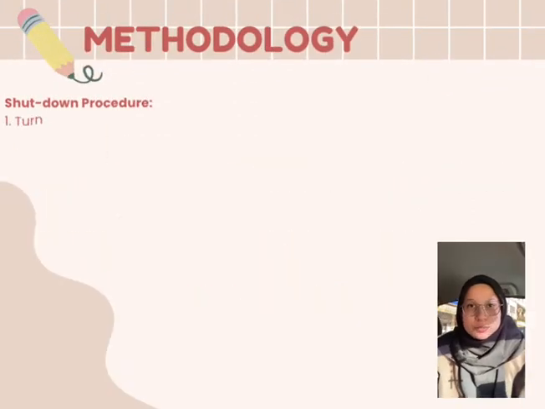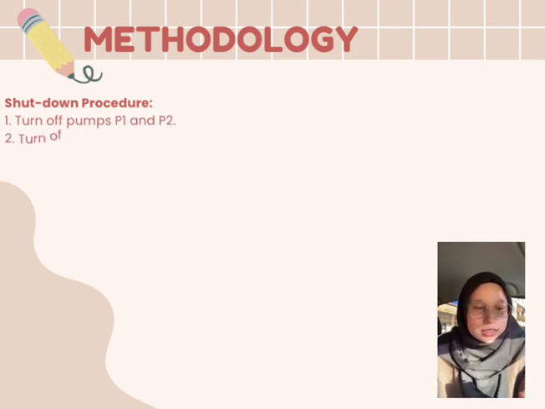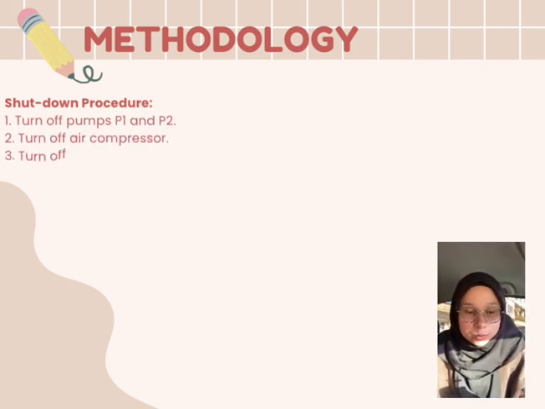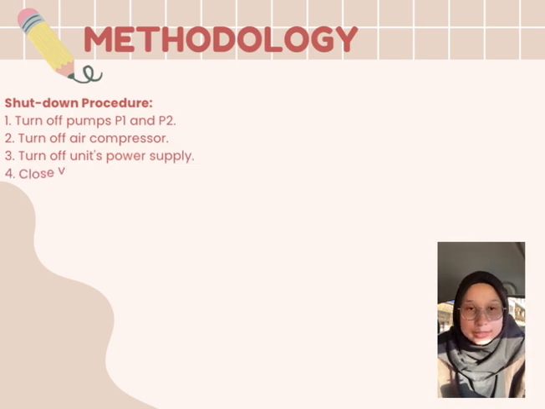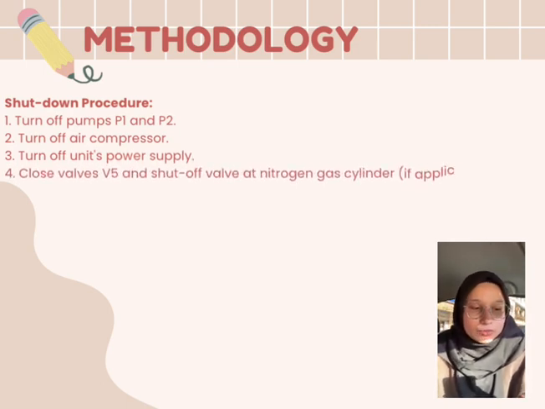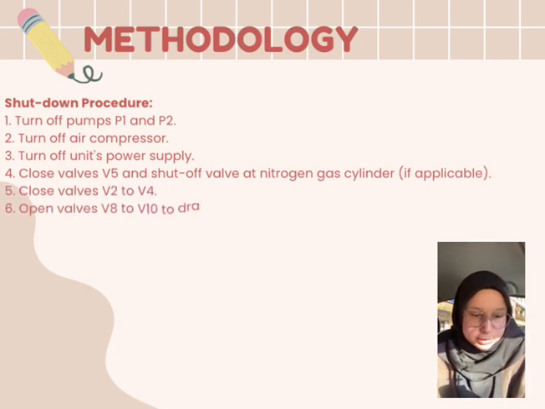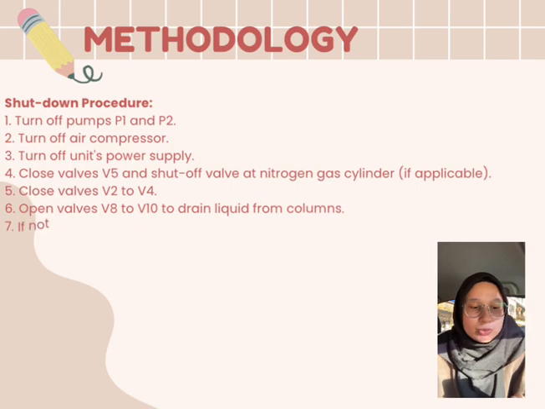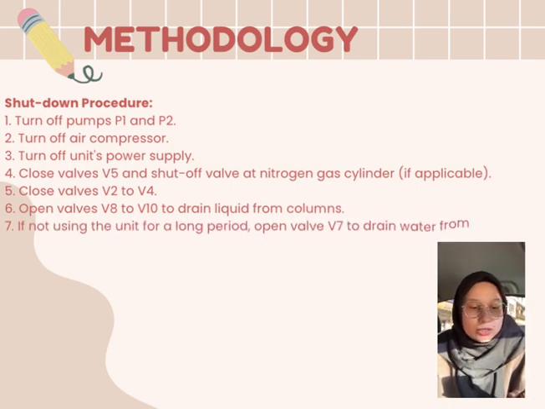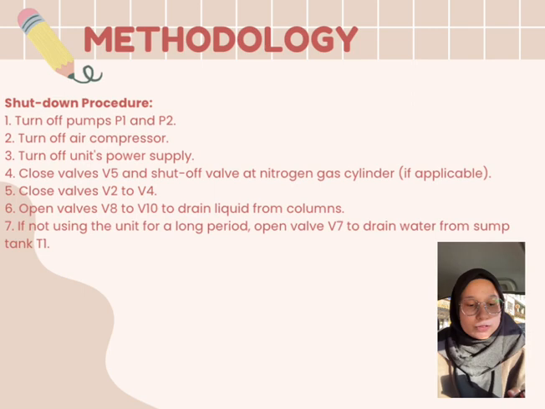For the shutdown procedure, turn off pumps P1 and P2, turn off the air compressor, turn off the unit's power supply, close valve V5 and shut down the valve at the nitrogen gas cylinder, close valves V2 and V4, open valves V8 to V10 to drain liquid from the columns. If not using the unit for a long period, open valve V7 to drain water from tank T1.